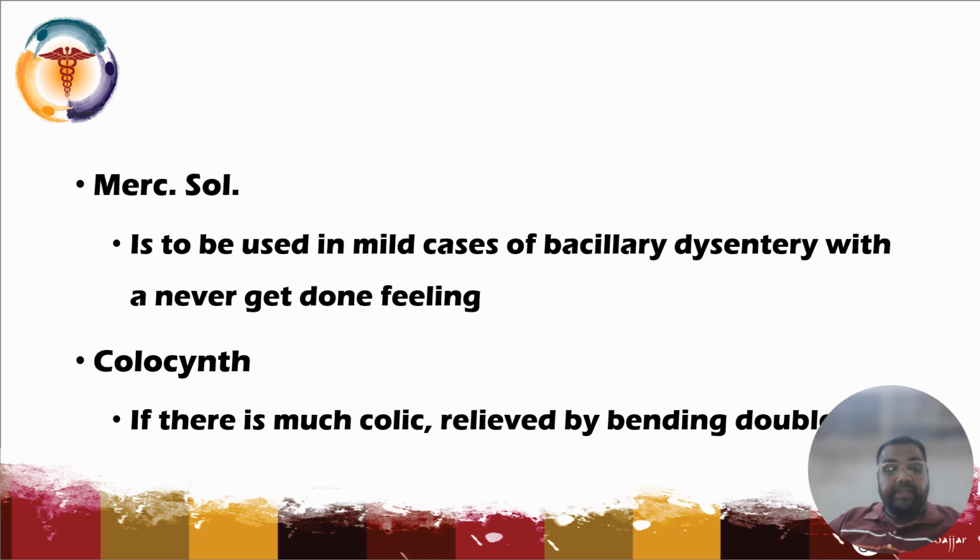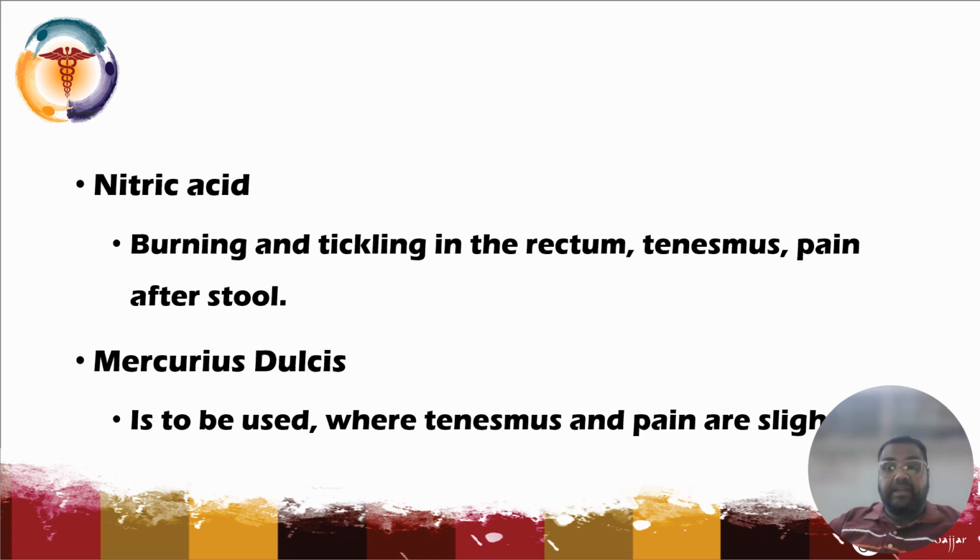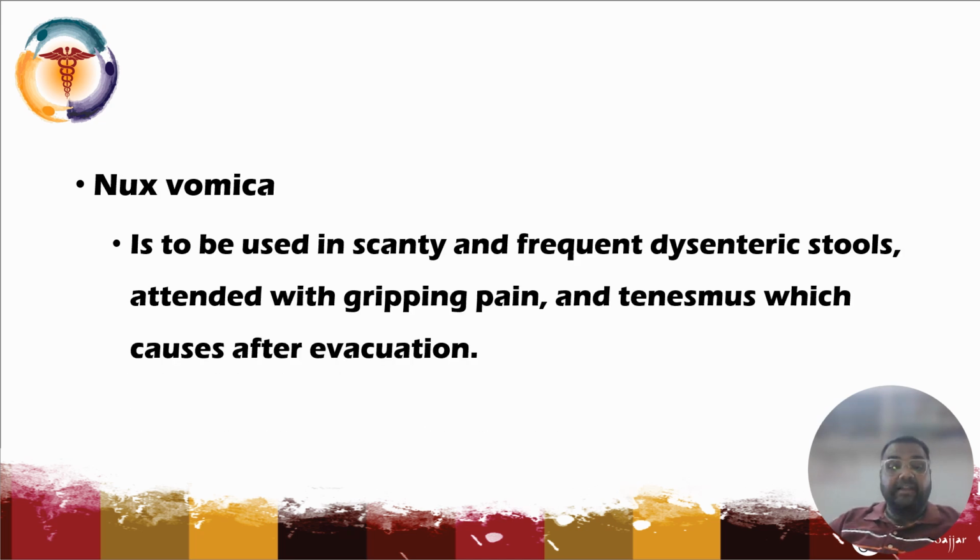Merc sol is to be used in mild cases of bacillary dysentery with a never-get-done feeling, and Colocynth if there is much colic relieved by bending double; the patient will bend completely double, and that will relieve him. Apart from these two, another is Nitric acid: burning and tickling in the rectum, tenesmus is there, pain after the stool. Another is Mercurius dulcis. It is to be used where the tenesmus and pain are slightly less, then we can use Mercurius dulcis.